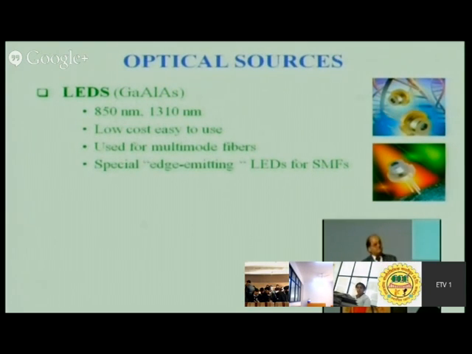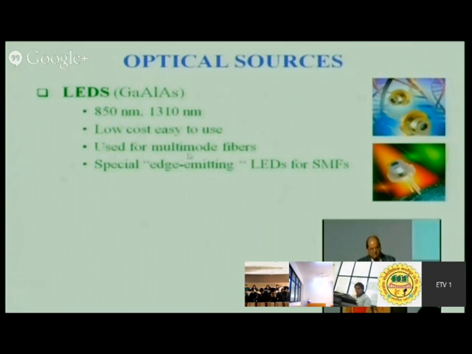Because all this attenuation depends on how much power is available, I need a powerful source. Dispersion depends on the spectral width of the source. The lesser the spectral width, the lesser the dispersion. So I need an optical source with very small spectral linewidth. As a result, we have different types. LEDs are low cost and easy to use.